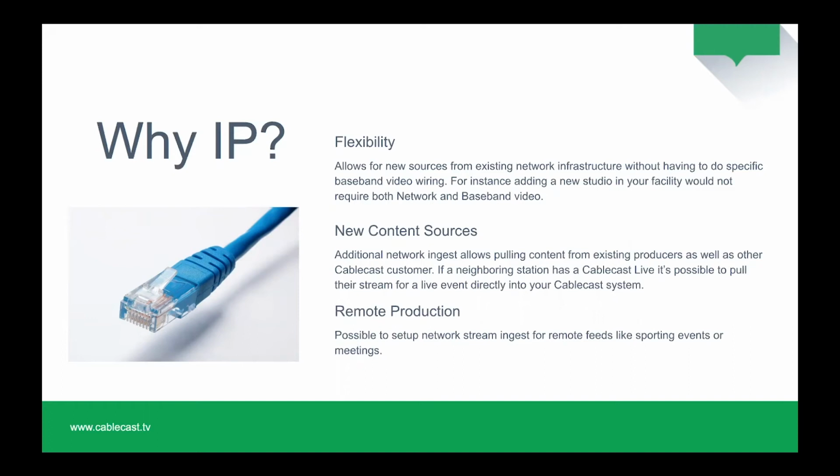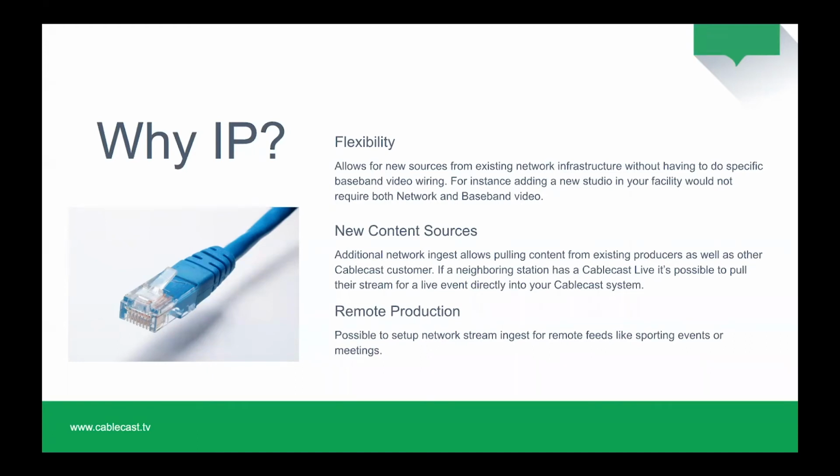So why do you want to use IP? Well, number one is the flexibility. It allows you to take sources just using existing IT infrastructure. So say you add a new studio to your facility, it's going to have networking because everything has networking, but you wouldn't have to wire it up for baseband video. You could just put an RTP broadcast stream on your IT network and be able to pick that up in your Cablecast system, no problem.